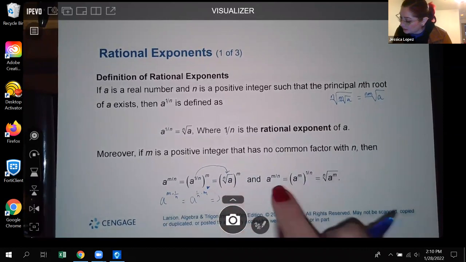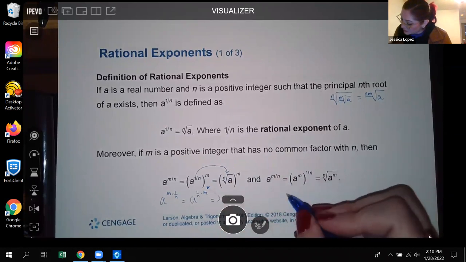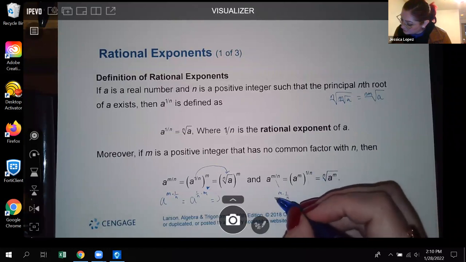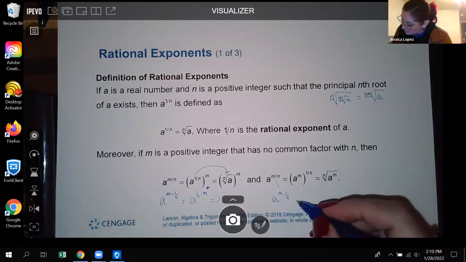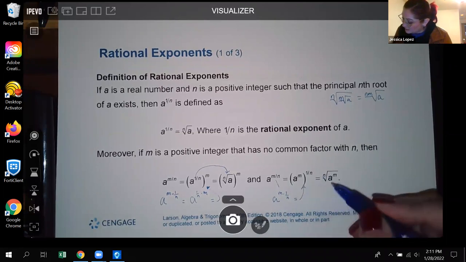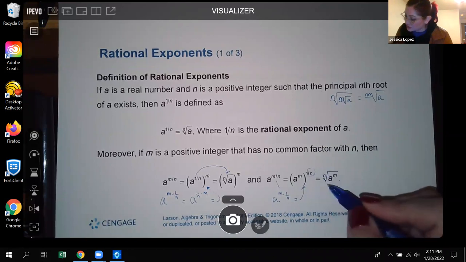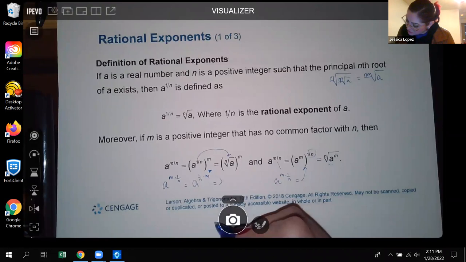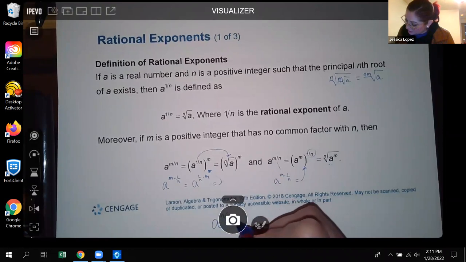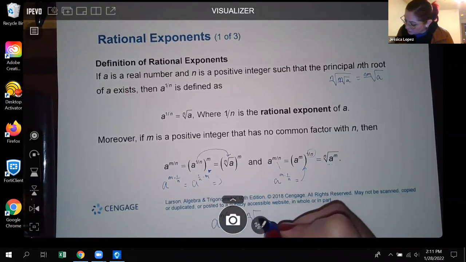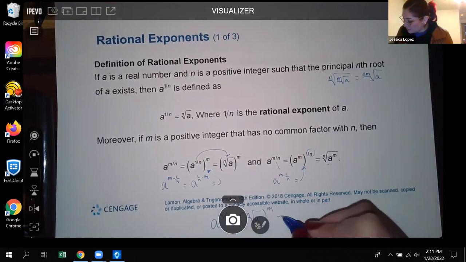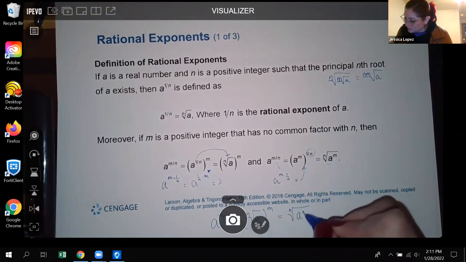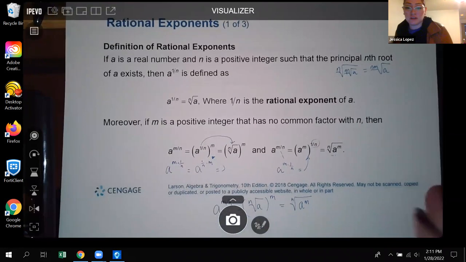Okay. Now here, it's the same thing. You're going to write this as m times 1 over n. And then you're going to change it into that. And then this little guy is going to change it into this. Okay. So you basically have come up with two expressions that a to the m over n can equal this version, or it can equal this version. You decide whichever one is more convenient for you.